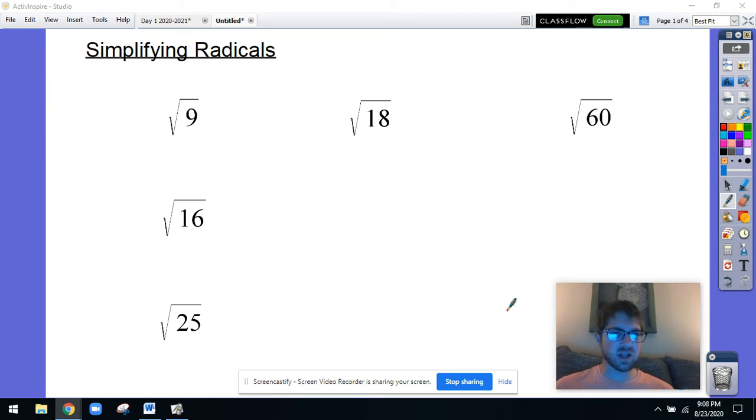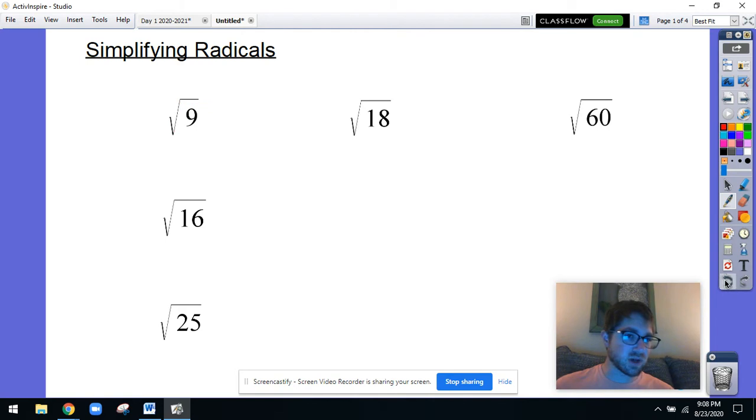Anyway, we're going to talk about several algebra topics that I think are going to be useful in the not too distant future. The first of which is simplifying radicals, or square roots. When you're simplifying a square root, you want to rewrite it either as a whole number or so that you have the smallest number possible underneath the radical. That's this funny looking symbol right here.